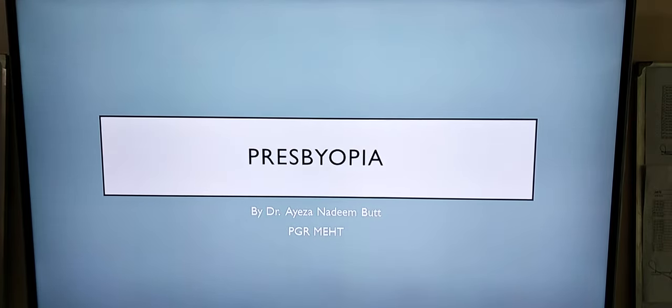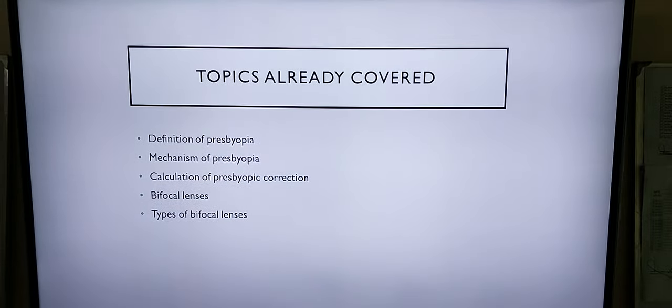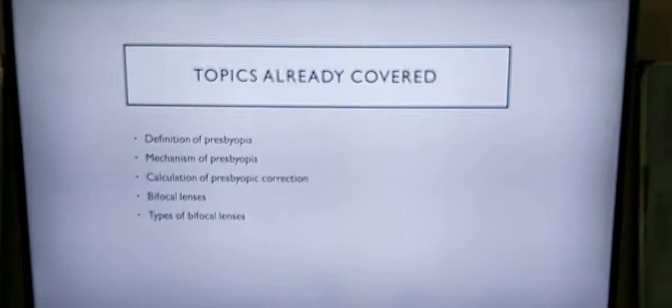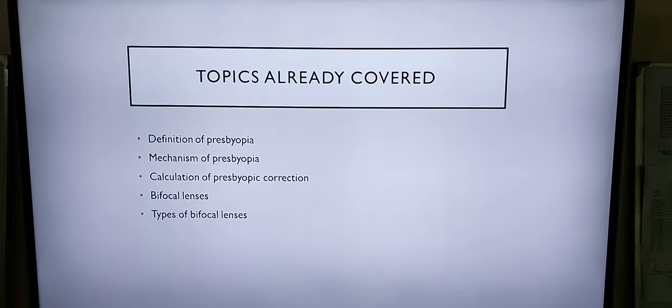The topic for today is presbyopia, the continuation of the previous topic. The topics already covered are definition of presbyopia, mechanism of presbyopia, calculation of presbyopic correction, bifocal lenses and types of bifocal lenses.